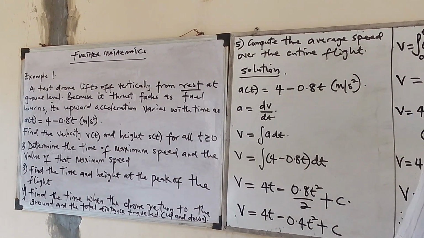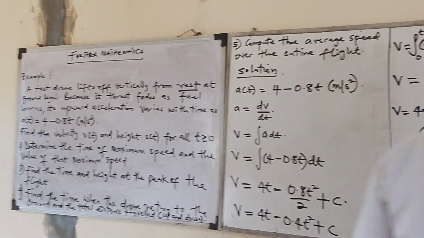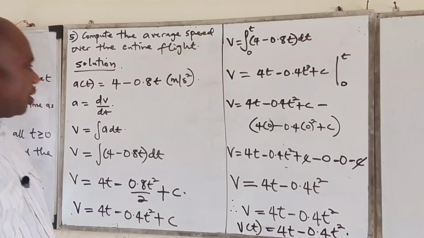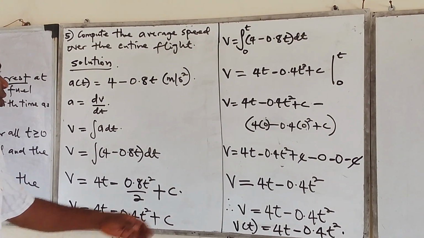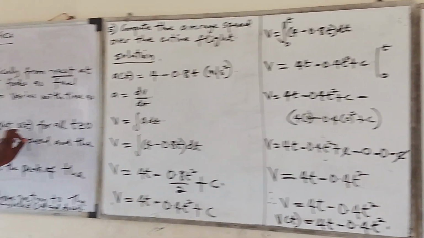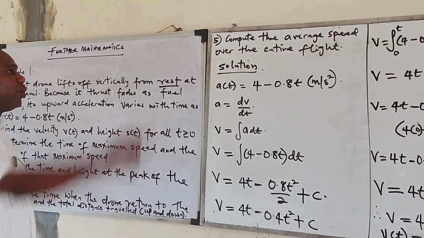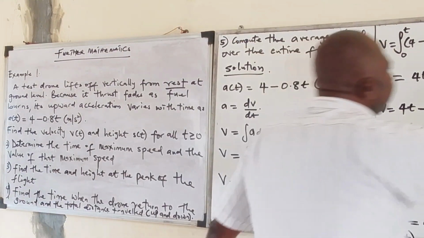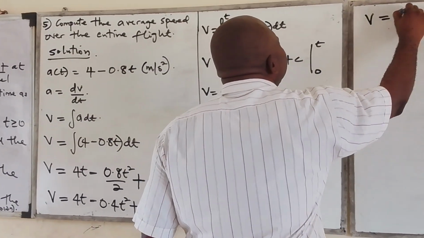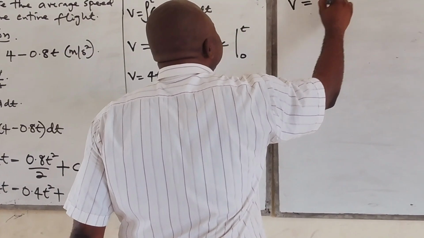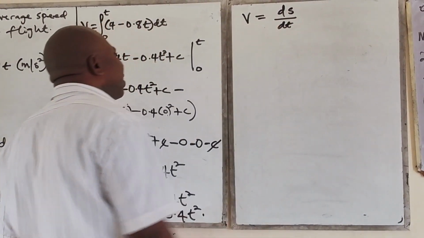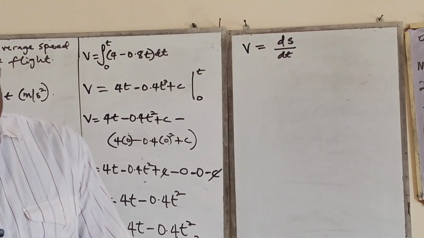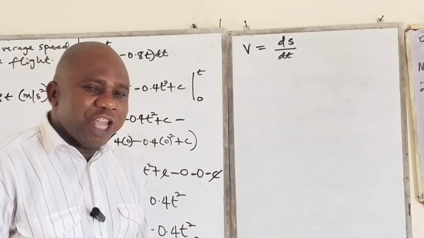Now the height, when you're dealing with a body that is going upward or coming downward, you call it height. But when the body is on the ground, you refer to it as distance. So the x there is height, because we are dealing with a body going upward. Now remember we said velocity is change in displacement all over change in time. Yes, we say velocity is the rate of change of displacement with respect to time. That is change in s all over change in t.